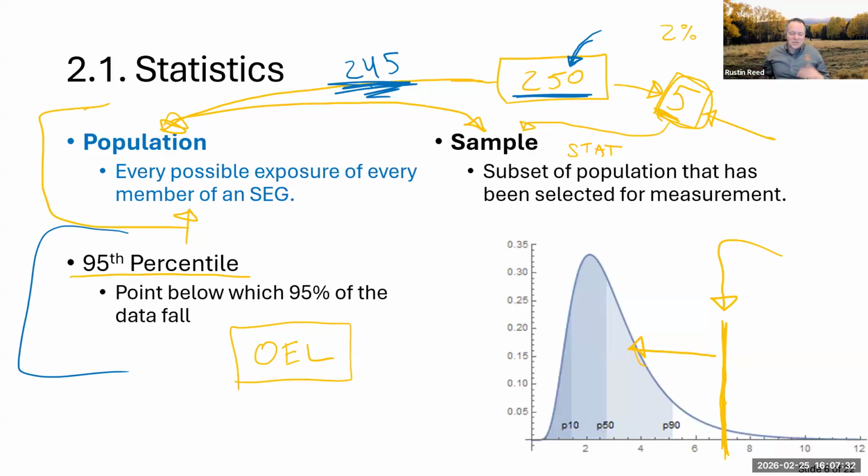And when I say population, it's not just the one worker. We used one worker as an example. It's every worker in that SEG. So it may be one, it may be 10 or 20 or more. The point is, we need to know where that 95th percentile falls, and that will let us determine whether we can say with 95% confidence that 95% of our exposures are below our exposure limit. So that's the goal of the analysis.